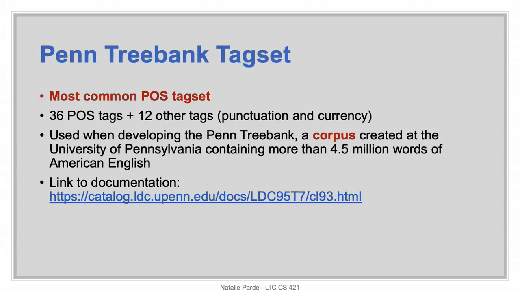The most common part-of-speech tag set is the Penn tree bank. The Penn tree bank contains 36 part-of-speech tags corresponding to traditional grammatical roles, as well as 12 additional tags corresponding to things like punctuation and currency. It was developed during the process of building a huge corpus that contains 4.5 million words of American English, and has been fundamental to innovations in natural language processing over the past 30 years.